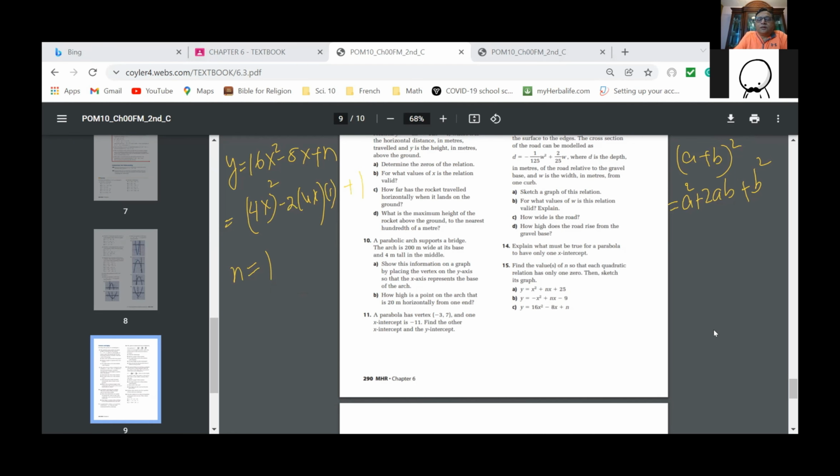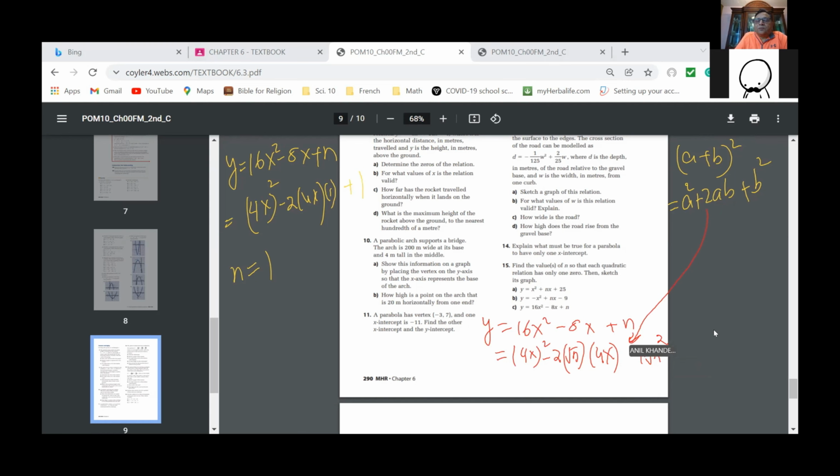I'm not really assuming. Let me show you how I did it. So we have y equals 16x squared minus 8x plus n, right? So let me rewrite this as (4x) whole squared, and I want to make this a square. So I write plus (square root n) squared. Is it okay? The center term should be what? 2 times square root n times 4x. Is it okay? Using this formula.